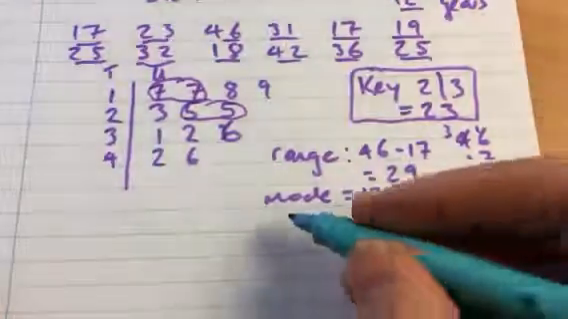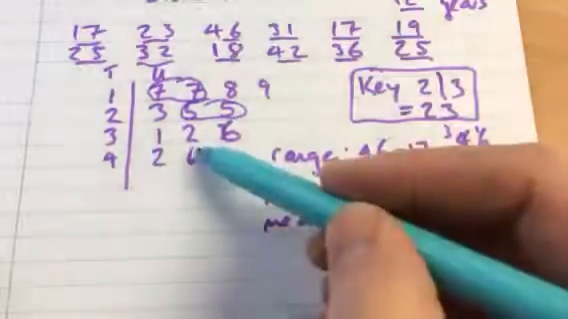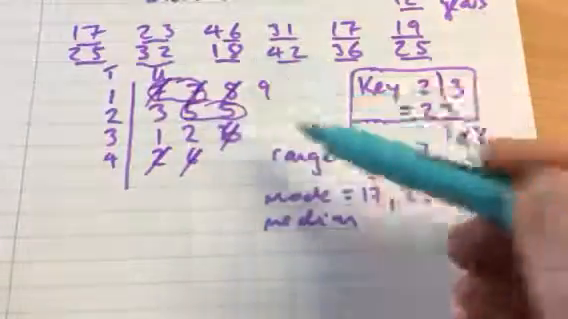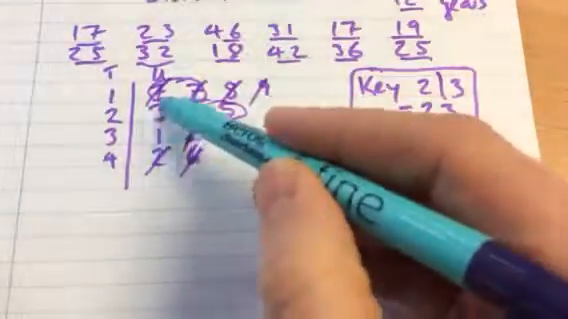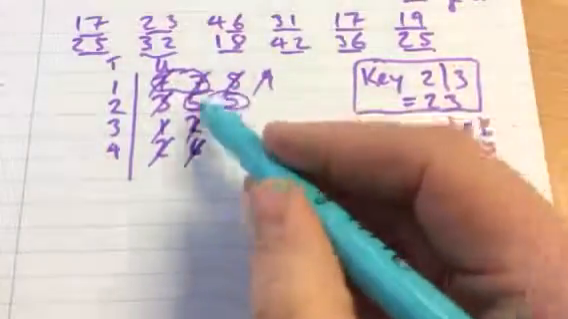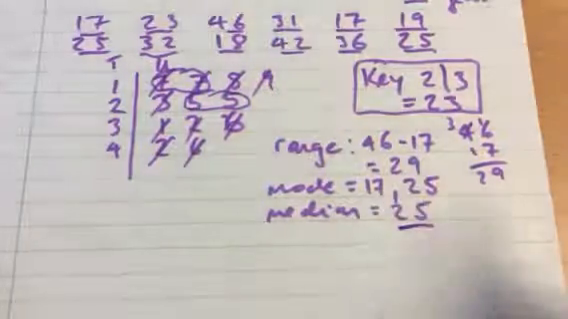And then the last thing that would be quite helpful to find is the median. There are 12 numbers, so we count from either side, crossing them off. 1, 2, 3, 4, 5, and because they're the same, the median is 25. If they were different, we would take halfway between the 6th and the 7th number. So that's stem and leaf.